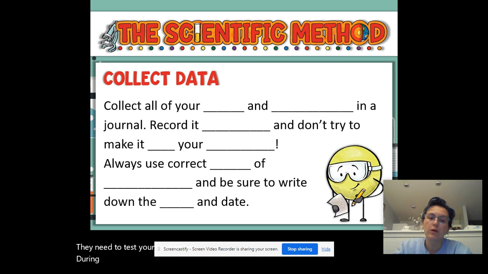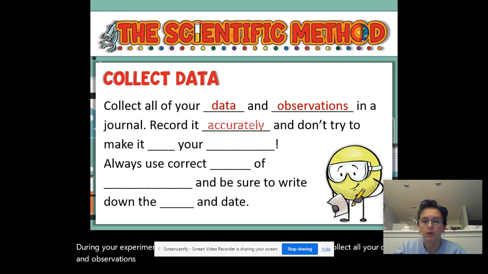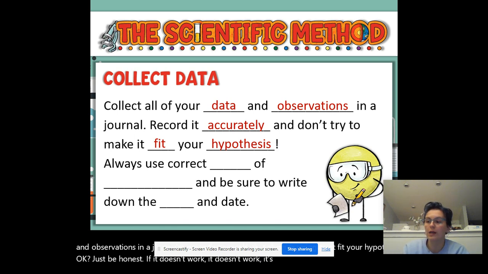During your experiment, you're going to collect data. So you're going to collect all your data and observations in a journal, record it accurately. Don't try to make it fit your hypothesis, okay? Just be honest. If it doesn't work, it doesn't work. It's still important, even if your hypothesis is not supported or correct, okay? So we don't fudge numbers. We don't do anything like that because even though we want a certain outcome, the science behind it may say that's not possible. It's not possible for a fly to fly to the moon.